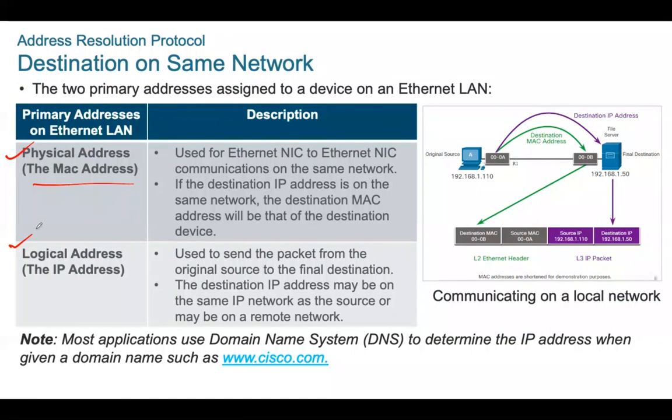IP addresses are used to identify the address of the original source device and the final destination device. A destination IP address may be on the same IP network or on a different network. So how do we find whether the devices are on the same network or different networks? If you are given two devices' IP addresses, how can you find whether both devices are on the same network or different networks?